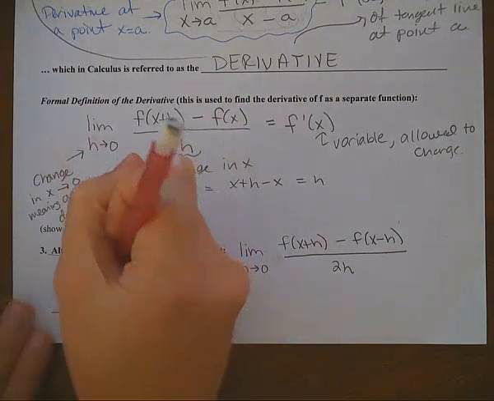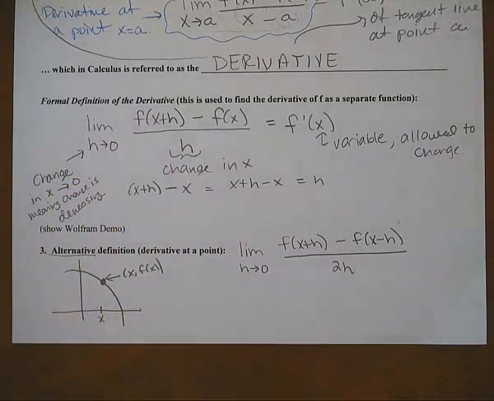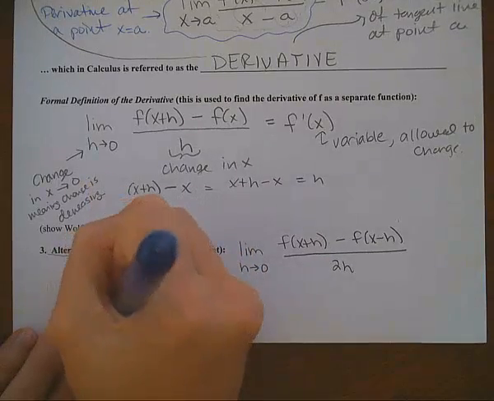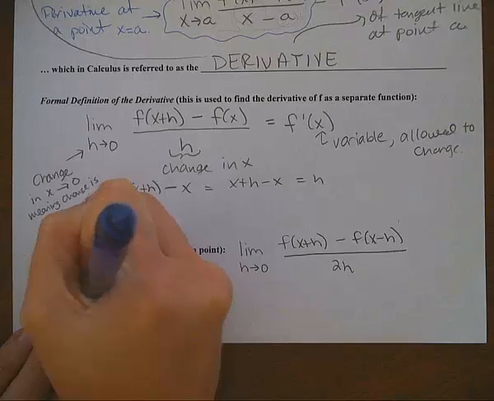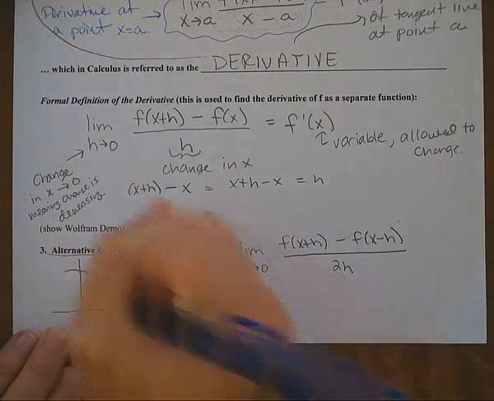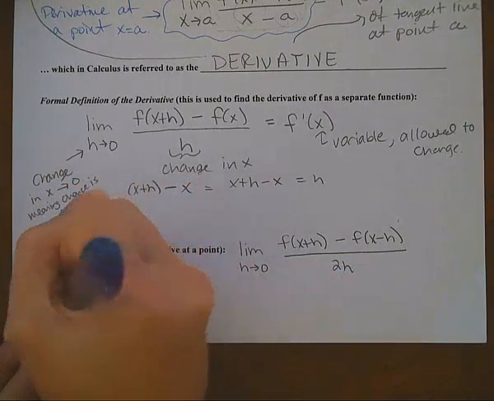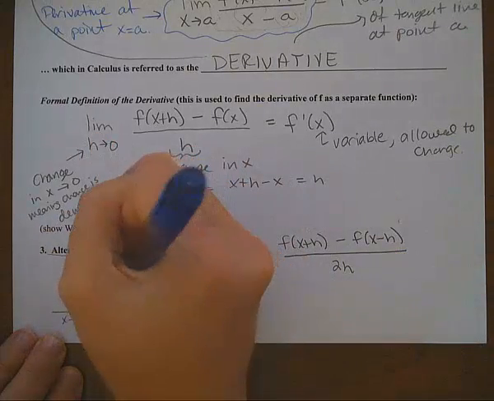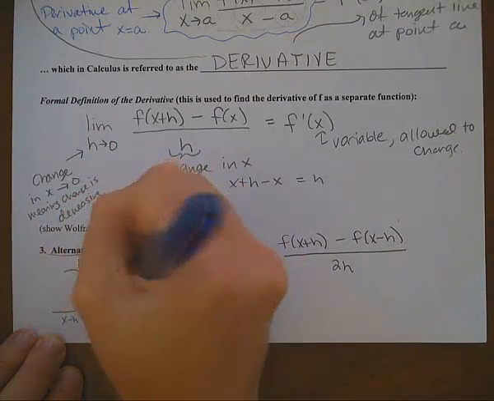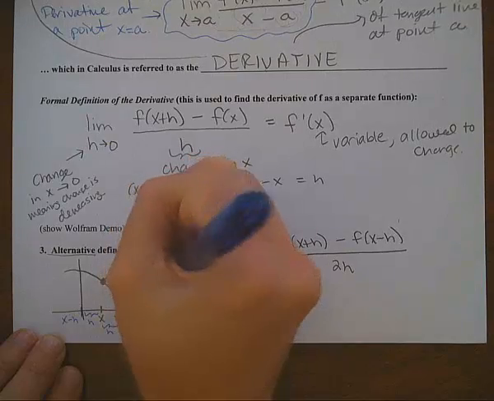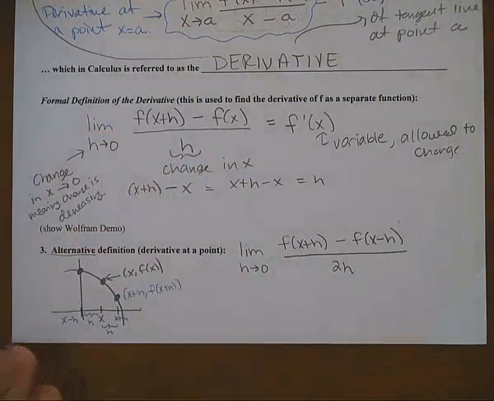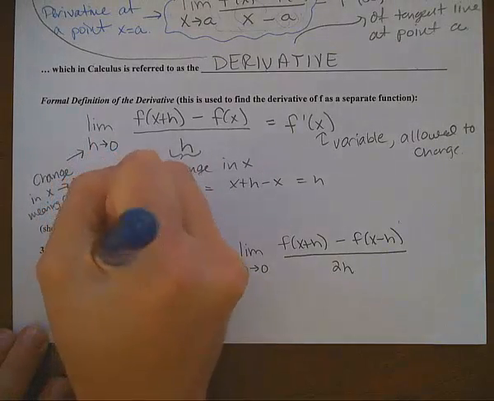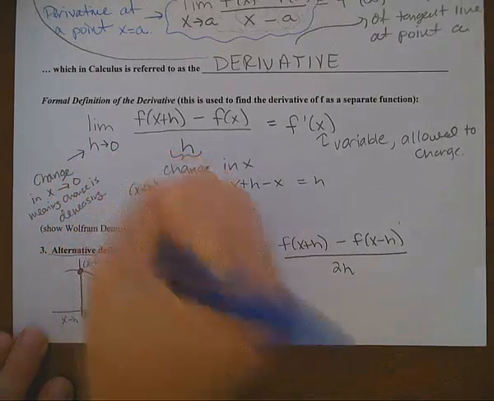So this time, instead of just moving to the right and then sliding it back toward x, I'm going to have a distance of h on the right, which would bring me over here to x plus h, and then another same distance of h on the left, which would bring me over here to x minus h. And so I'd have this point right here, which would be x plus h, comma f of x plus h, and then this other point over here, which would be x minus h, comma f of x minus h.